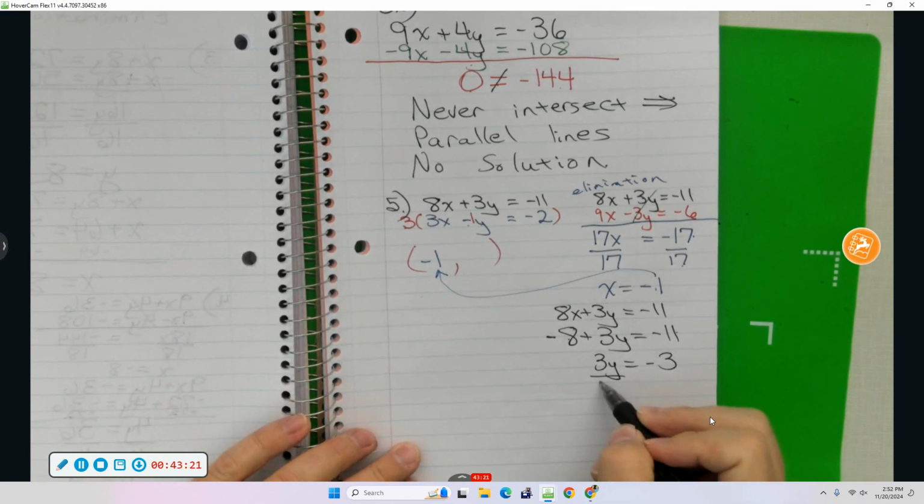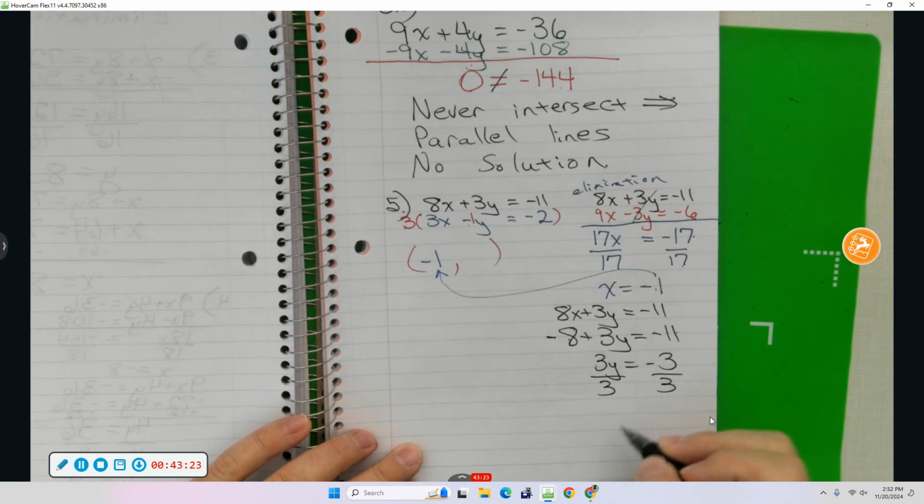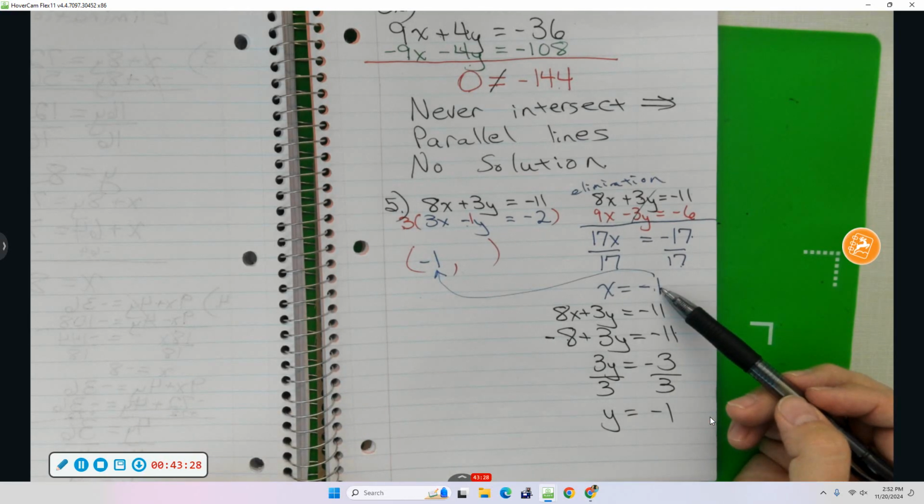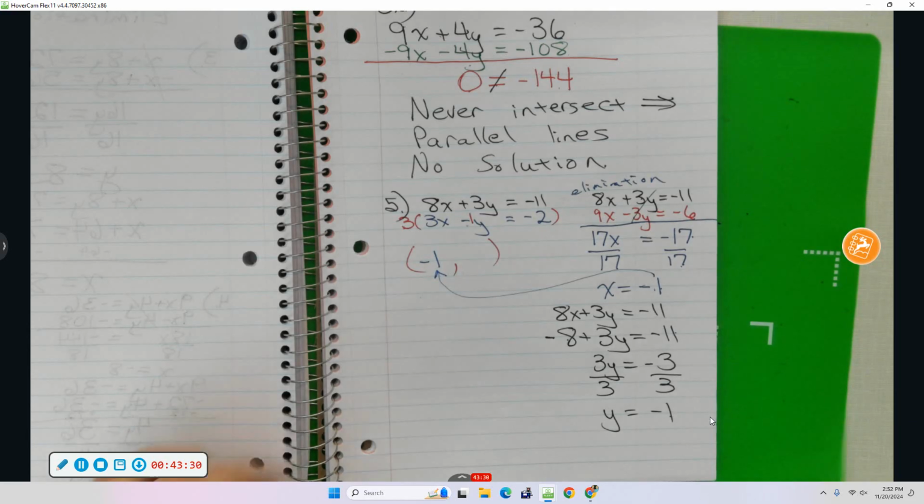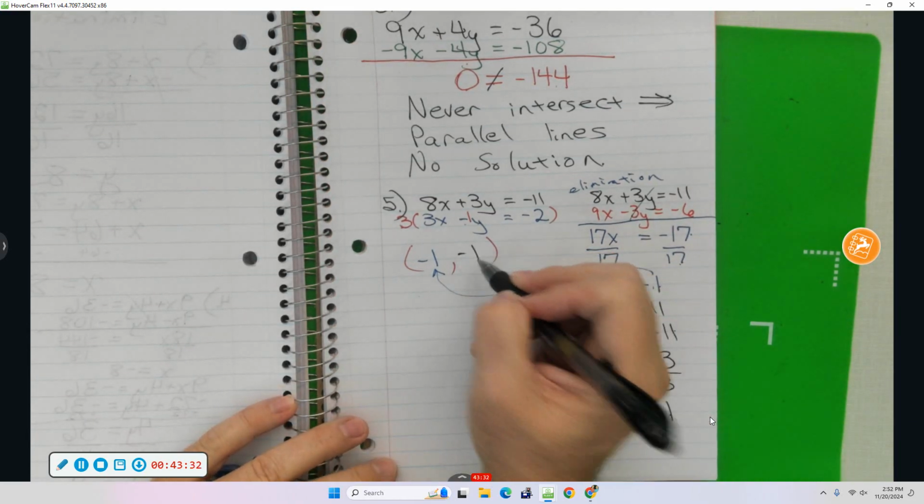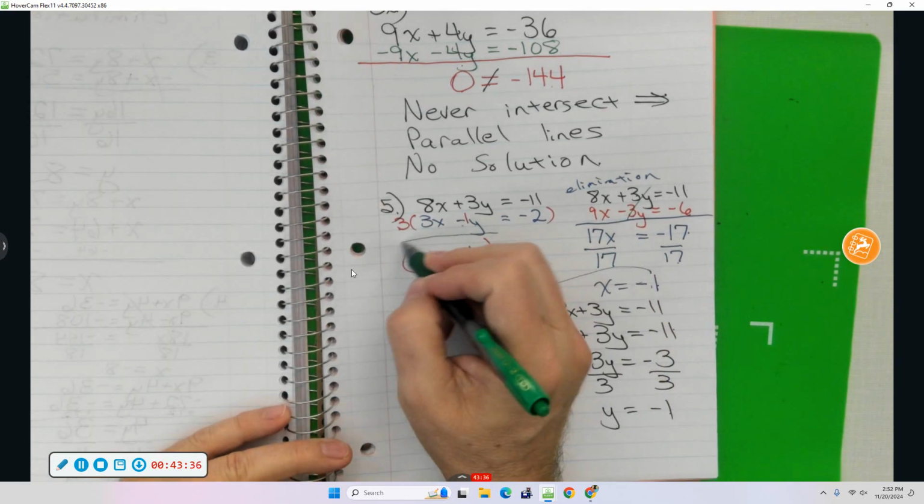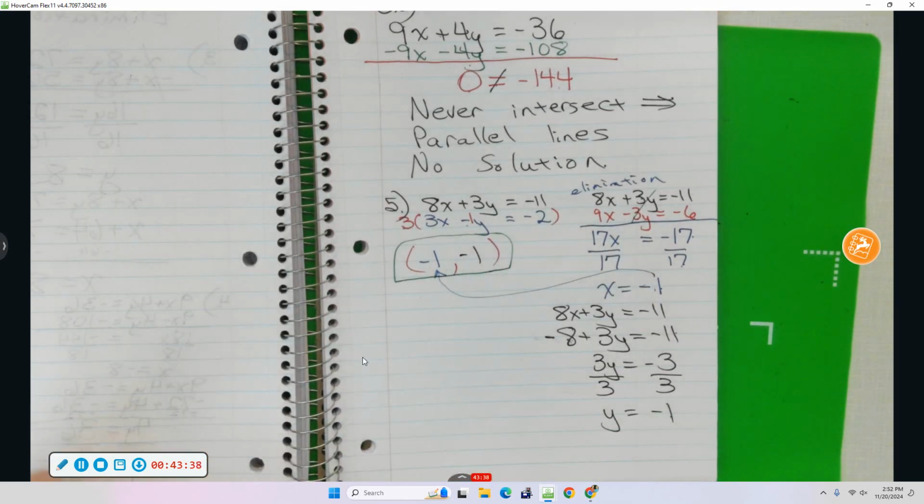And divide by 3. It's just a coincidence. They're the same number. The x value was negative 1 and the y value was negative 1. I don't know if we're getting lucky or unlucky with these numbers. Not sure. Any questions there?